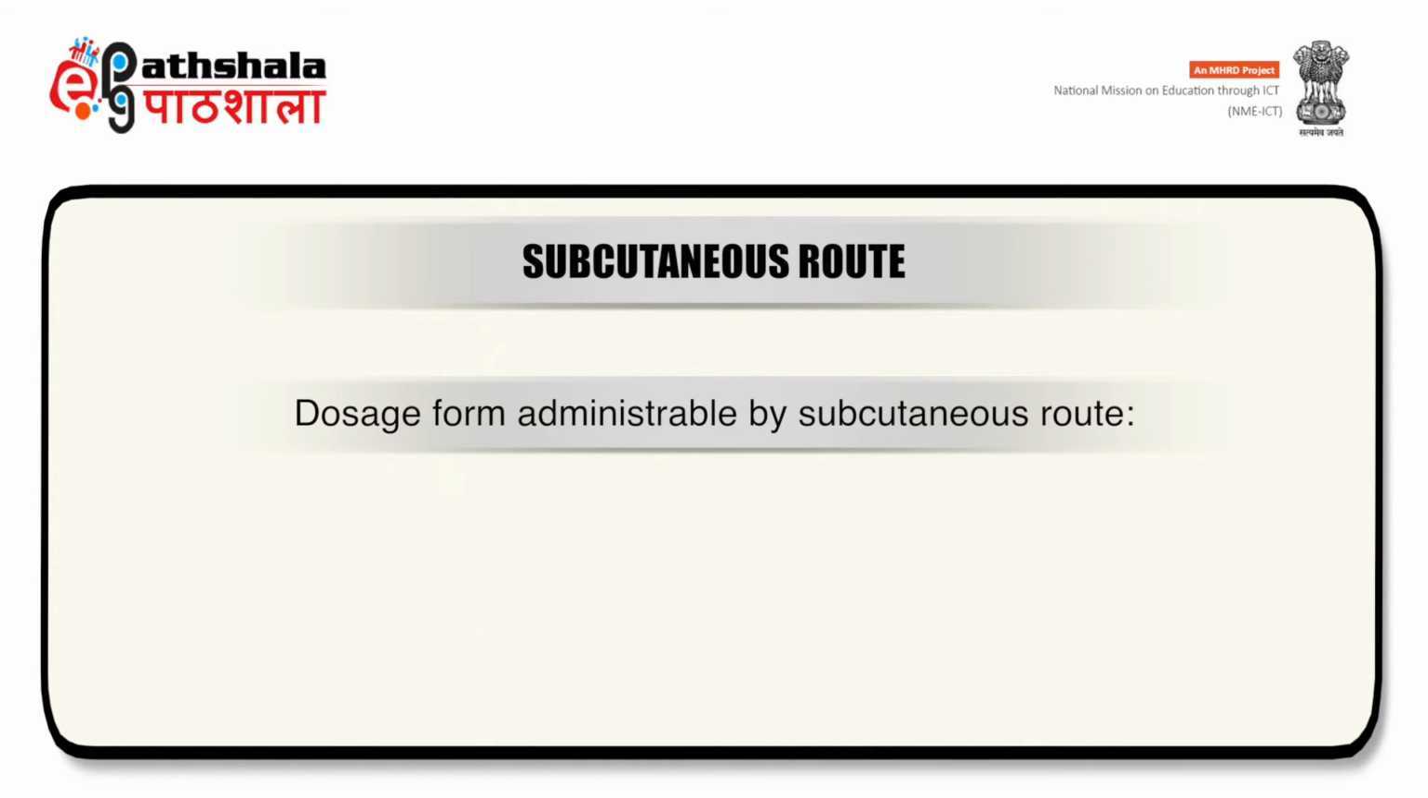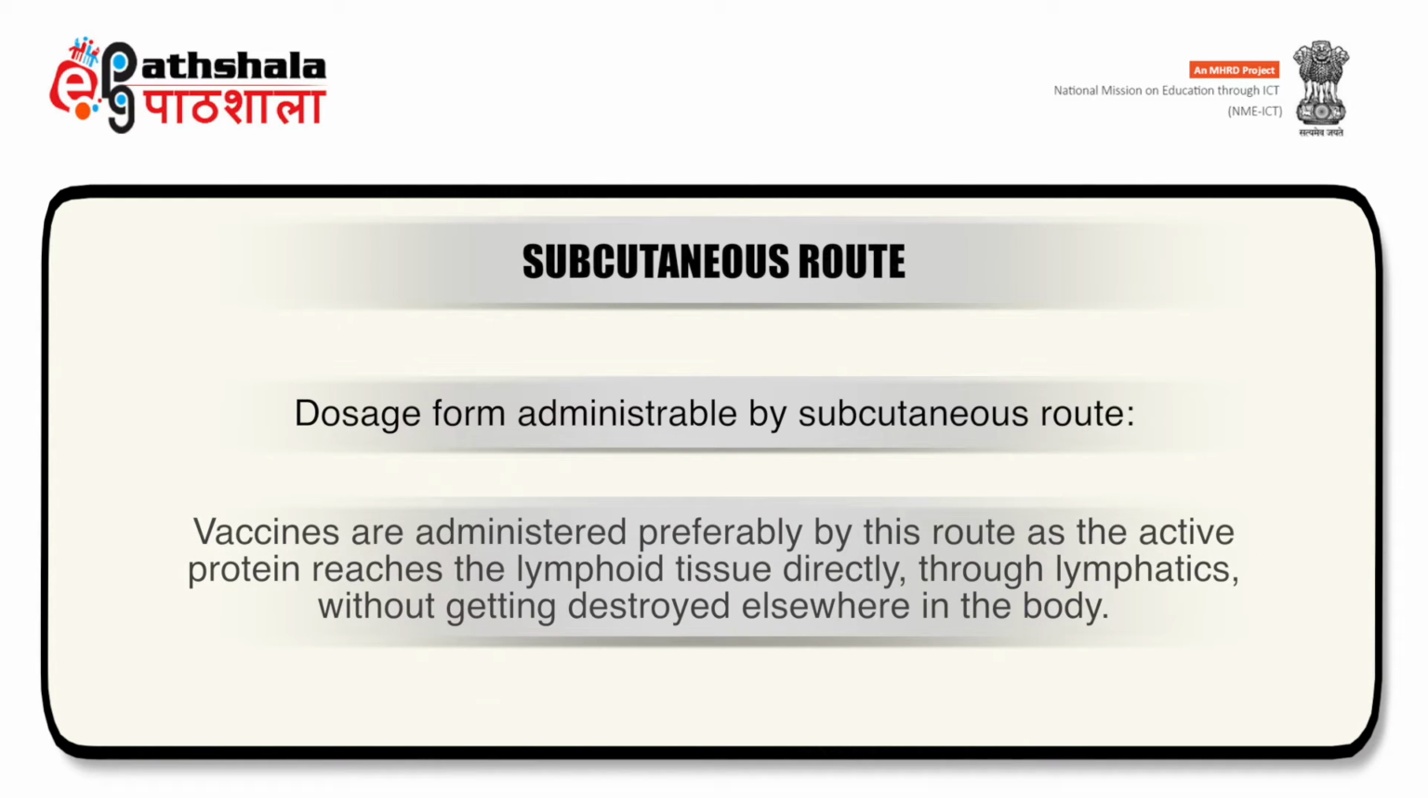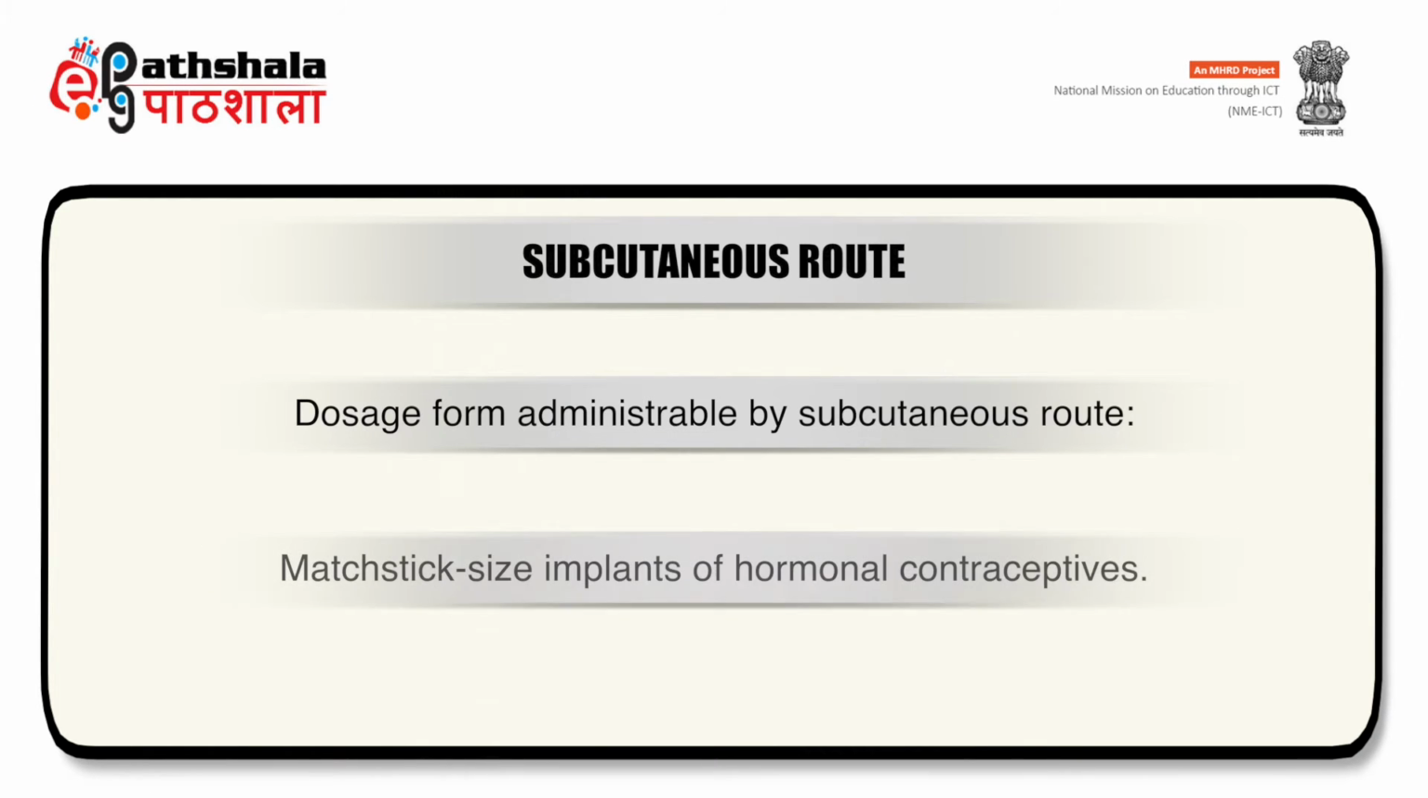Various dosage forms administrable by subcutaneous route are local anesthetics for local effect and insulin for systemic effect. Vaccines are administered preferably by this route as the active protein reaches lymphoid tissue directly through lymphatics without getting destroyed elsewhere in the body. Matchstick-size implants of hormonal contraceptives are also available by this route.